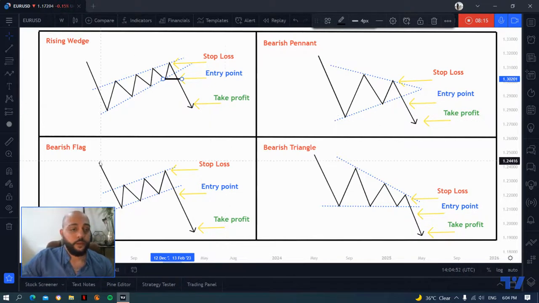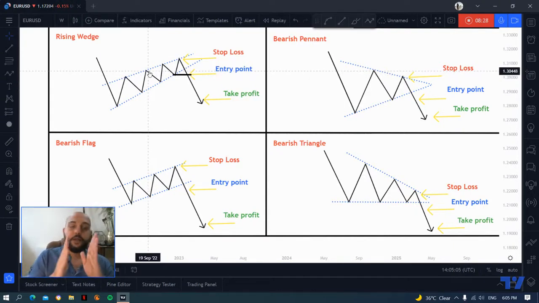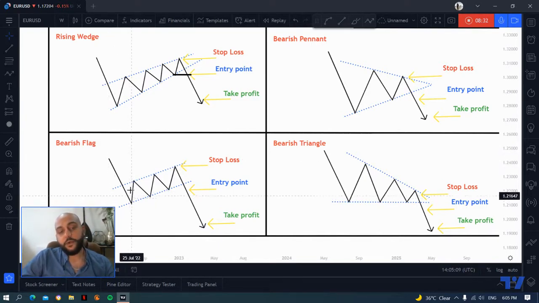So the bearish flag. It's called a flag because it resembles a flag. So this is going to be the pole here of the flag, and this is going to be the flag. So just like a wedge, but notice how the wedge is coming close together. The flag is basically parallel lines. So the trend starts to go down. We see the trend actually moving. Same here. Stop loss is going to be at the top of the flag. The entry point is going to be lined up with the last low of the trend. Your take profit is going to be at the bottom.